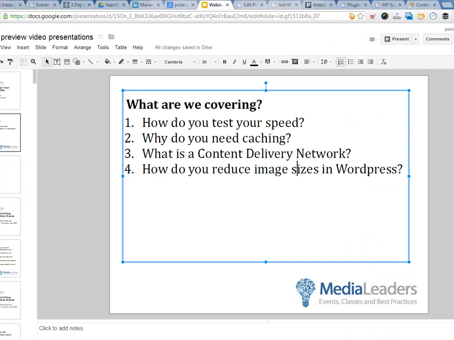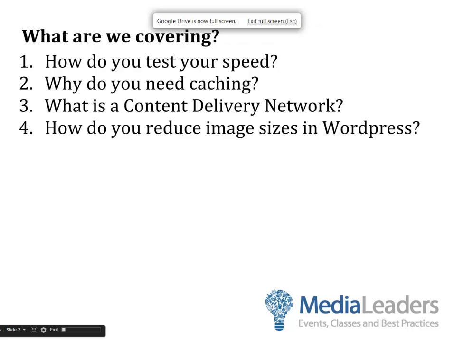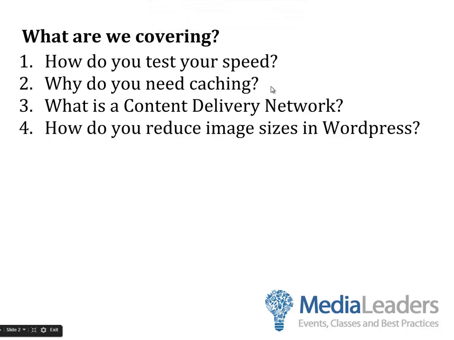Let's take a look at what we've reviewed very, very quickly. First, how do you test your speed? Why do you need caching? And really, if you just go test your speed and you think it's slow and you have a lot of plugins like I do, you can just figure out which ones are really, really slow, turn those off, or fix them really quickly. And then you can use a content delivery network if you want to. MaxCDN seems to be really easy. There's also an Amazon CDN that's pretty impressive that you should look into. And then how do you reduce image sizes in WordPress? I showed you that, really basic.